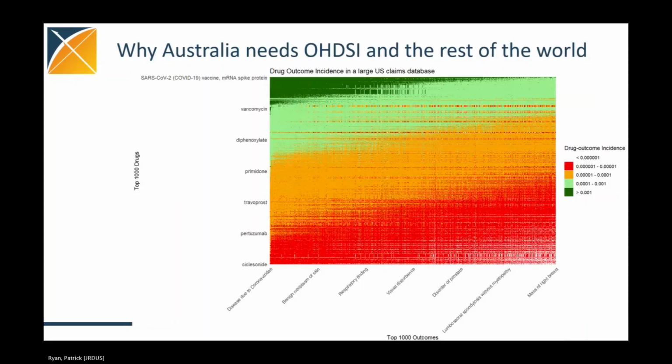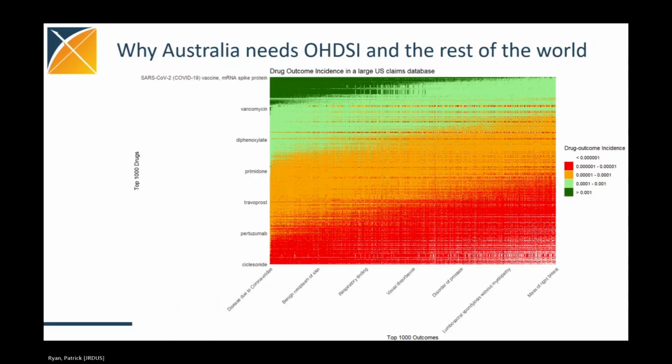I took the 1,000 most prevalent drugs in the United States, and I plotted them on the y-axis here, where the most prevalent drug is the COVID vaccine, all the way down to the 1,000th most prevalent drug. And then I took the 1,000 most common conditions, from the most common, COVID disease, all the way down to massive right breast. And what I'm showing you on this heat map is the incidence of every drug-outcome combination.